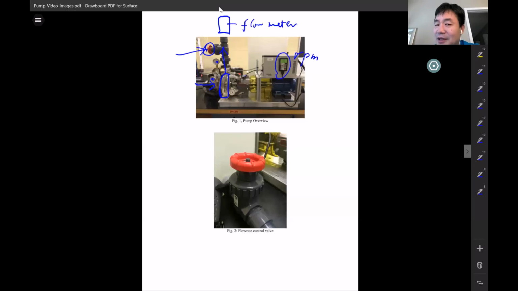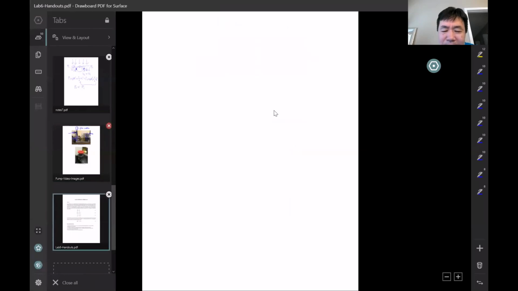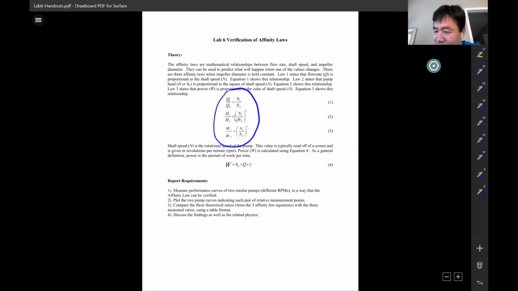Then you can compare the flow rate ratio. You can calculate the pump head ratio, and you can also calculate the power ratio between these two pumps. And this is the measured ratio, right? Then you can compare it to the theoretical ratio from the equation. Do you remember what they are? They are only related to the RPM. So you have RPM 1, RPM 2, which you know. So basically the flow rate ratio should be this; these are the theoretical ratios.